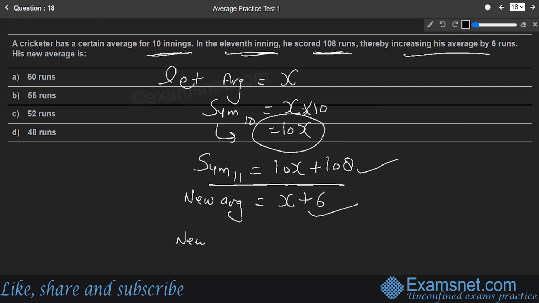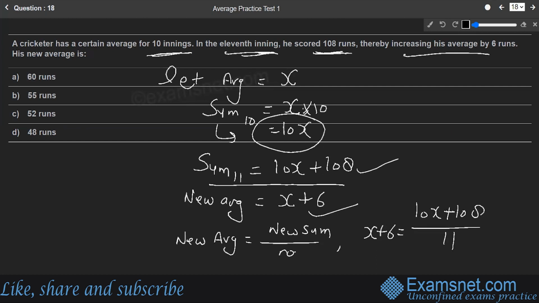So we can use the formula for average, that is nothing but new sum divided by number. How much is the new average? New average is X plus 6. What is the new sum? It is 10x plus 108, divided by number, which is how much? New number is 11. So we are supposed to solve this equation for X, and we'll easily find out the new average. Let us do it.